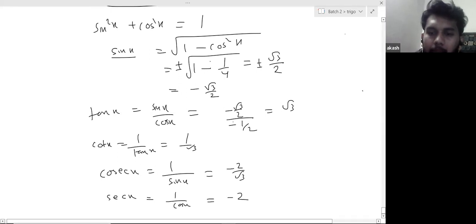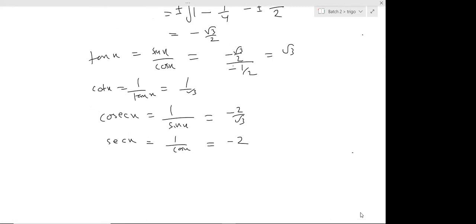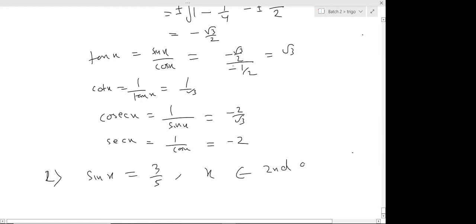All right, next question. Write down. Sin x is 3 upon 5. x lies in the second quadrant. All right, you have to find all the trigonometric values.